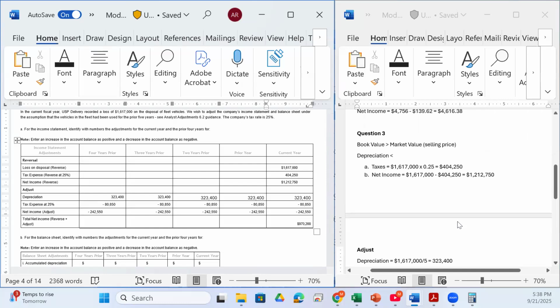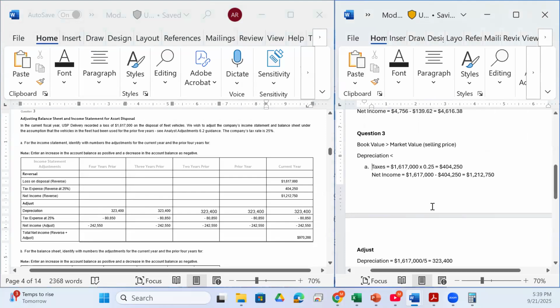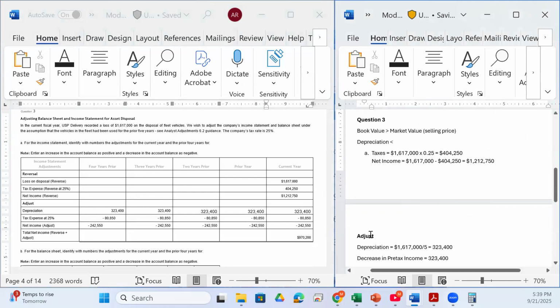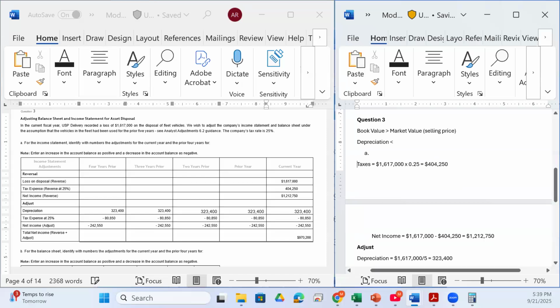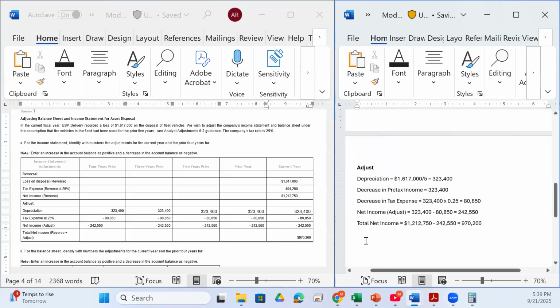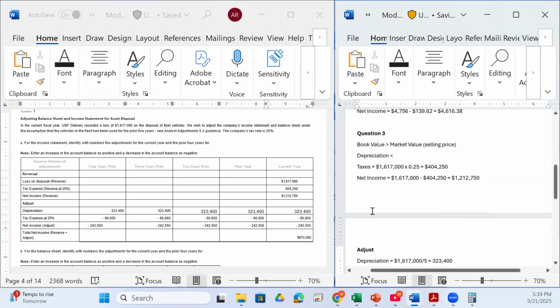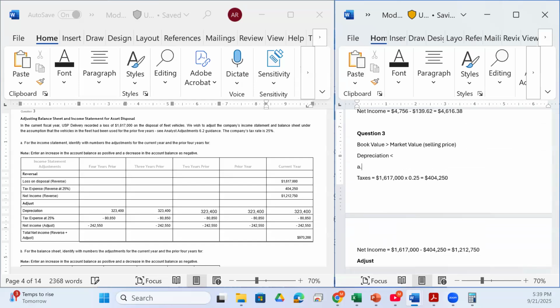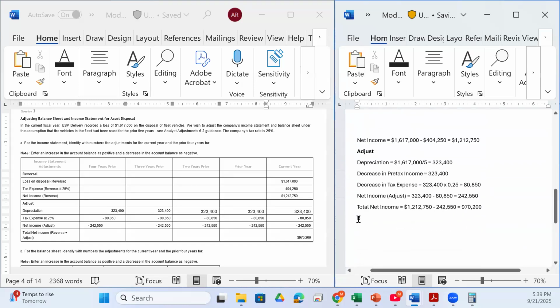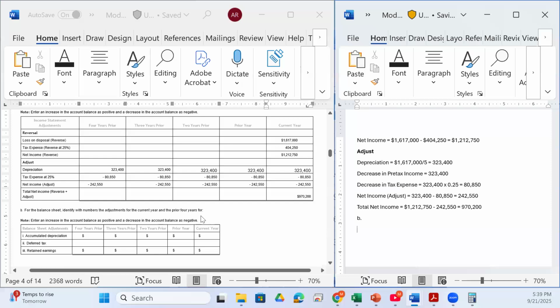Now, okay, so now for part B, so that was our part A. For part B, we have to, for the balance sheet, identify with numbers the adjustments on the current year and the prior 4 years.